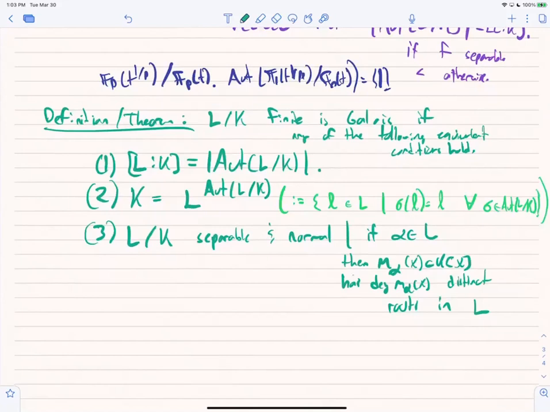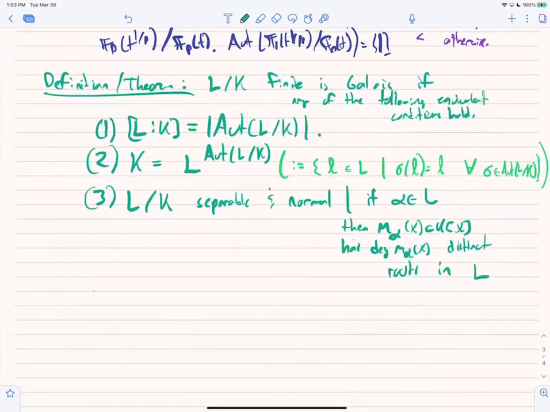So that's what that means. Probably other people prefer to write those separately, but I like to see it at the same time. Another way you'll see the normal part written is: if an irreducible polynomial over K has a root in L, then it splits into linear factors over L. So that's another way to say what normal means.